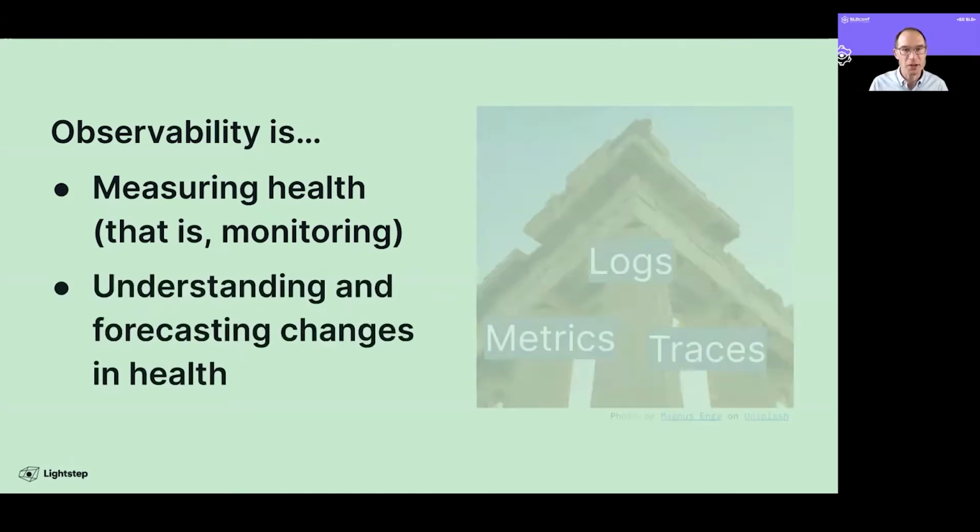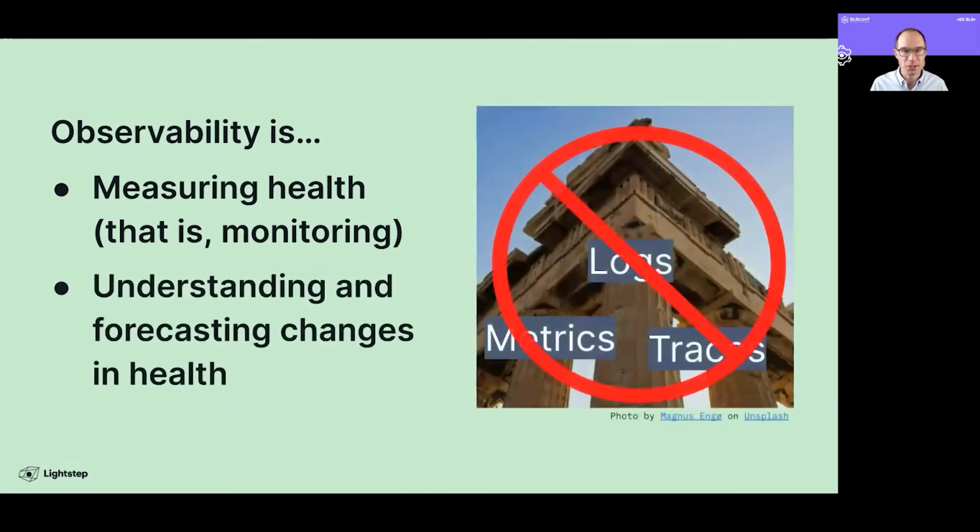I know a lot of people think about observability in terms of these three pillars: metrics, logs, and traces. But I really want to dissuade people from thinking about these as the definition of observability, because just because you have metrics, logs, and traces doesn't mean that you have observability. These are really just three different kinds of telemetry, three kinds of data. It's really what you do with that data that matters.